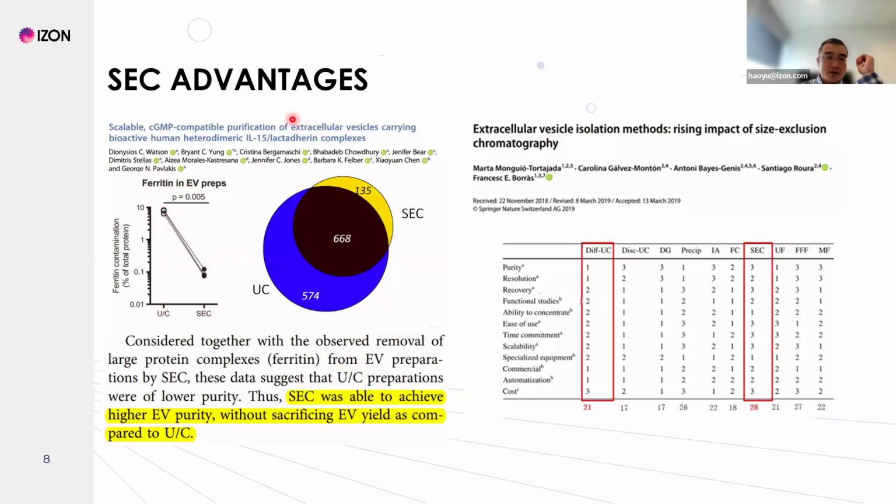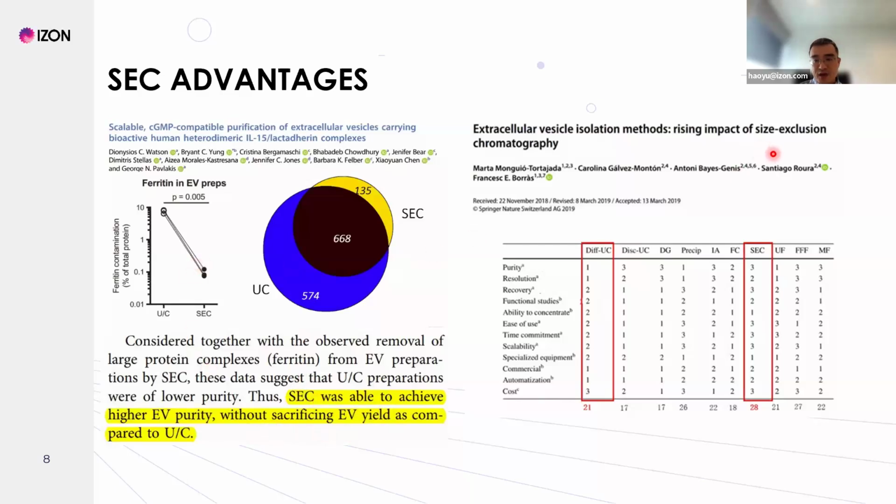And then, as this paper found, the SEC method removed most of the contaminant proteins. You can see in the mass spec data, there's only a little with the SEC method, but still a lot with the UC method. So those papers conclude that the SEC was able to achieve high EV purities compared with the UC method.